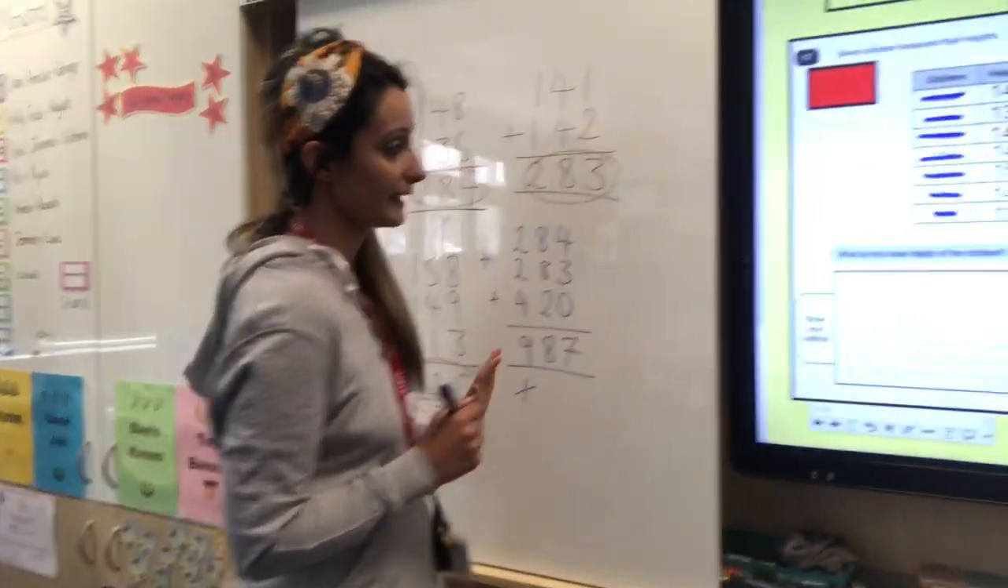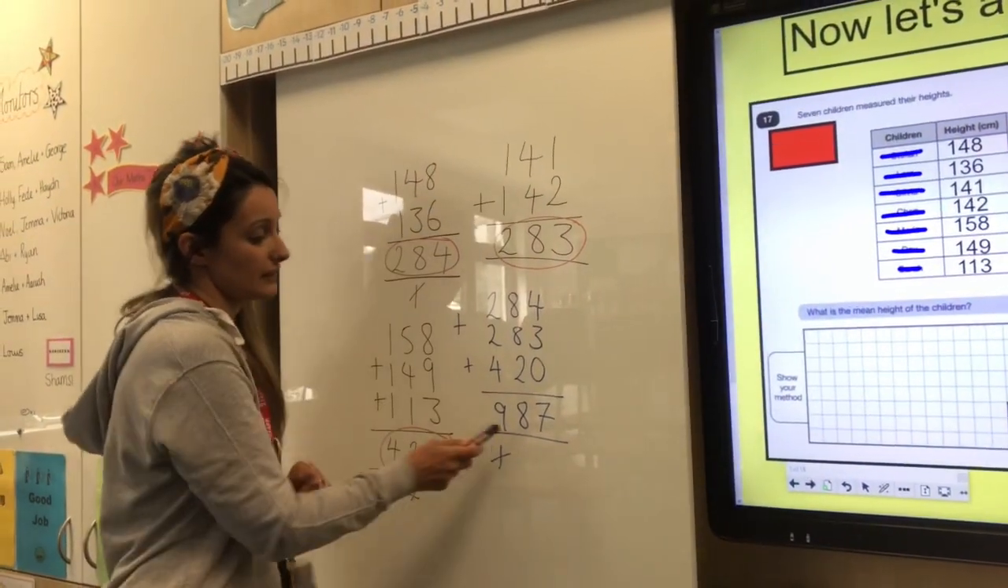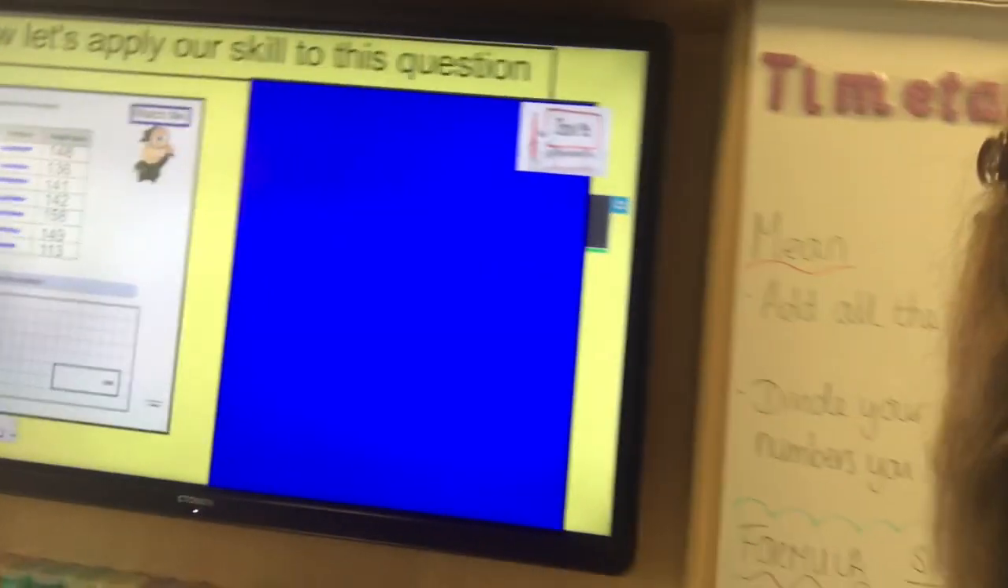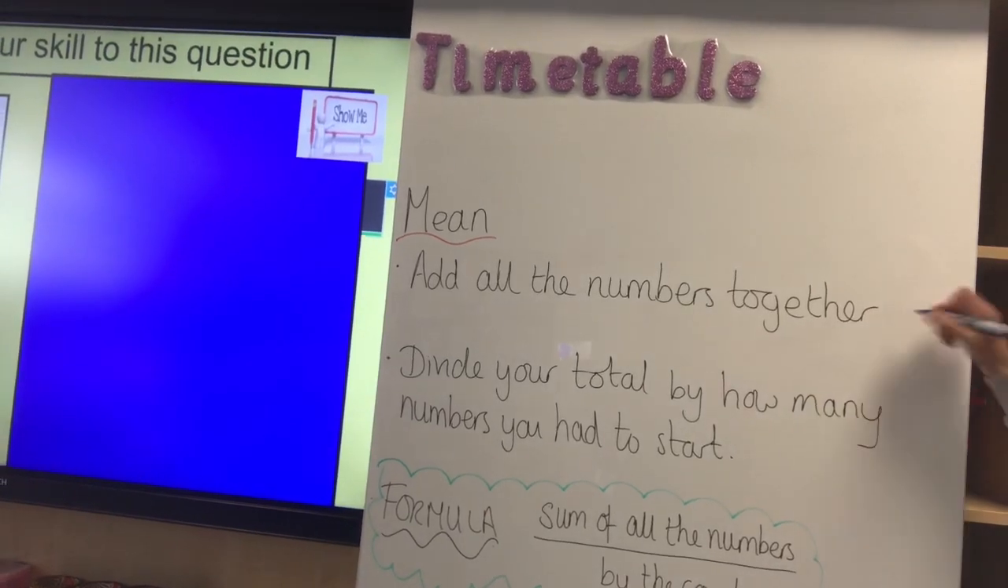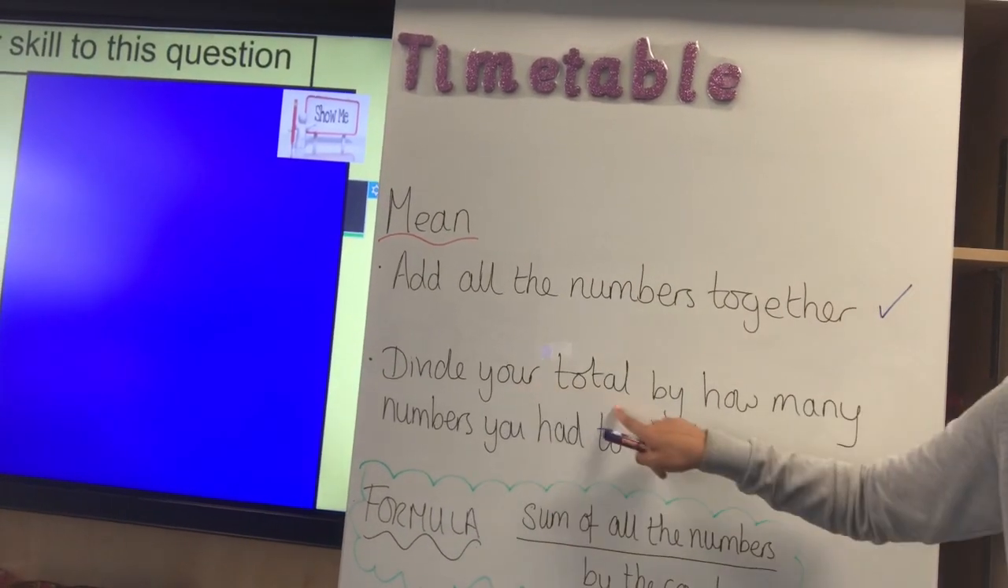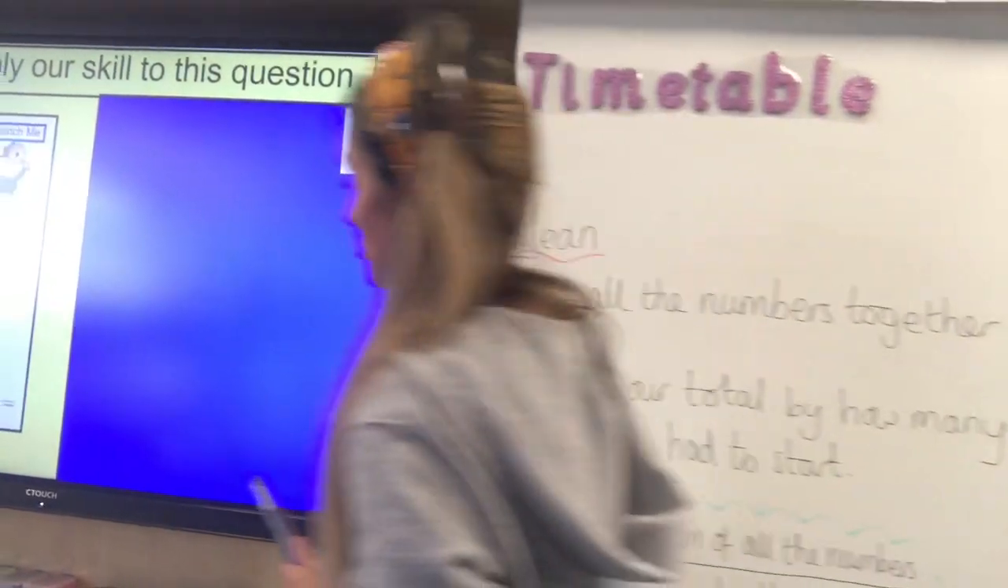Now all these calculations and the real thing will be done in this box, okay? It's because it's a lot bigger. That isn't my answer though, because if I bring us back over here to what the mean actually is, don't forget I have to add all the numbers together, which I've done. I then have to divide your total by how many numbers you had to start with, okay? I haven't done that part yet, so I won't get the full 2 marks.